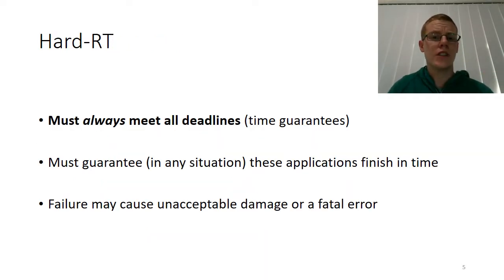A hard real-time system is the most strict version. So in this case, we must always meet all deadlines. So we have time guarantees. We must guarantee in any situation that the application is launched complete in time, and failure is often associated with incredibly large damage or fatal errors. So examples are an autopilot landing system. If it doesn't react to a side wind, for instance, within a few milliseconds, an accident involving the loss of lives of many people may occur.